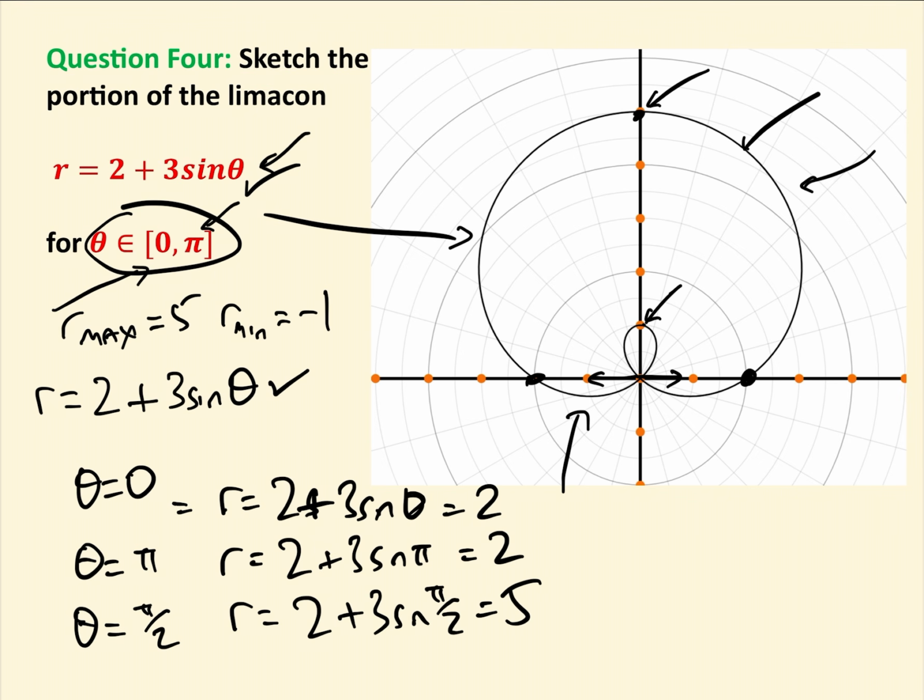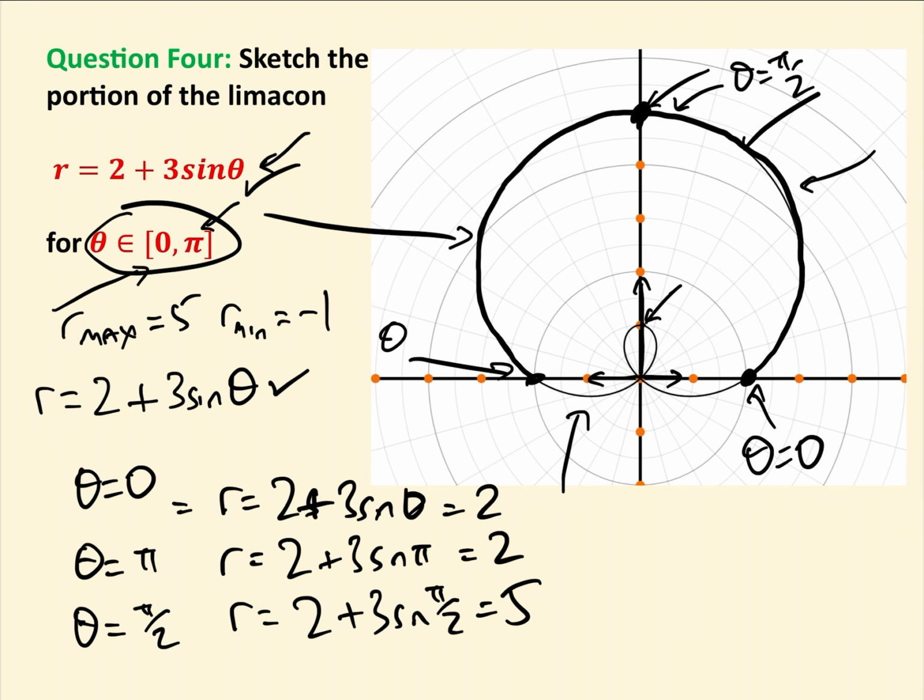So we can see when theta is pi over 2, the value of r is 5, therefore that point is included as well. And finally now we can draw the portion of the limacon which is between 0 and pi. That is theta is 0, that bit is theta is pi over 2, and that bit is theta equals pi. And that black bit that I've just sketched, that is the portion between 0 and pi.